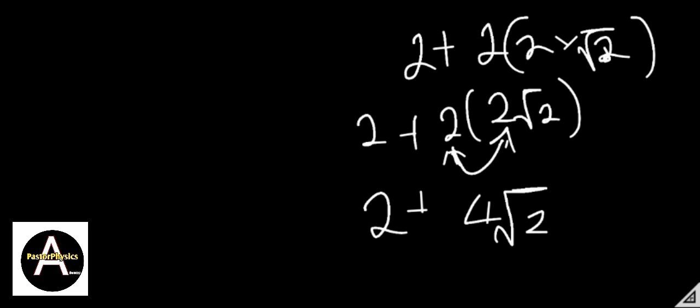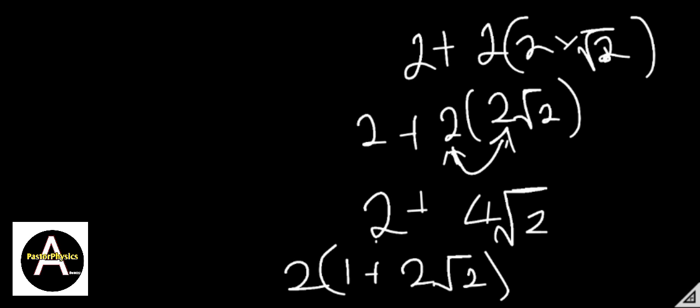Or you can choose to simplify it, because we have 2 here and 4 here, so we can just bring out 2, right? Then this place will now be 1 plus 2 root 2, right? Because if you multiply 2 by 1, you will get 2, and if you multiply the same 2 by 2, you get 4. So this is our answer.